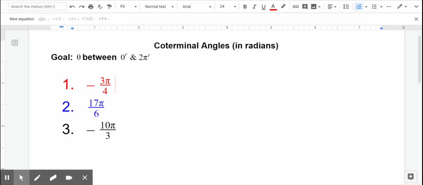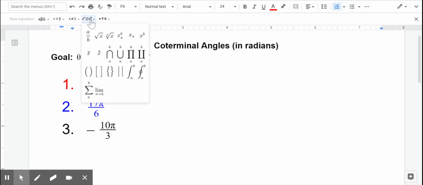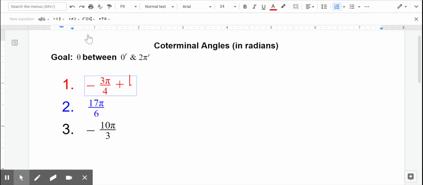Our first example is negative. We know that we're going to have to add some form of 2 pi in order to get it between 0 and 2 pi radians. Well, 2 pi is an integer and 3 pi over 4 is a fraction. So in order to combine fractions, or in order to do anything with fractions, we need fractions. So we'll make a fraction. We want like denominators in order to be able to combine them.